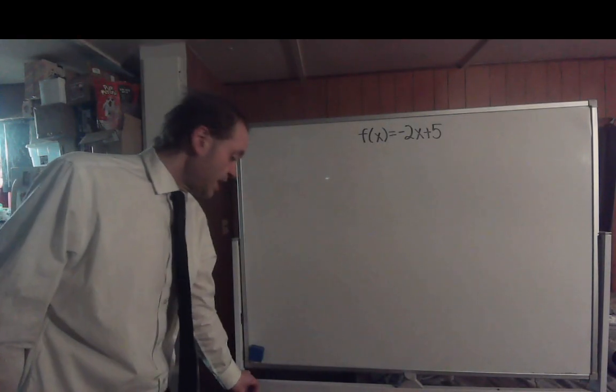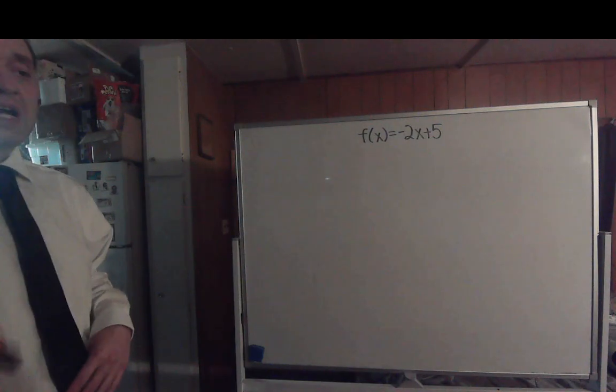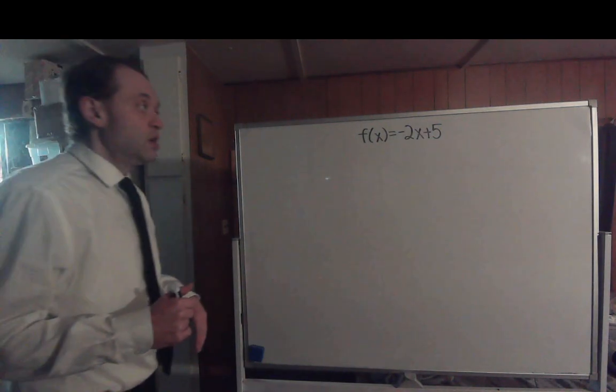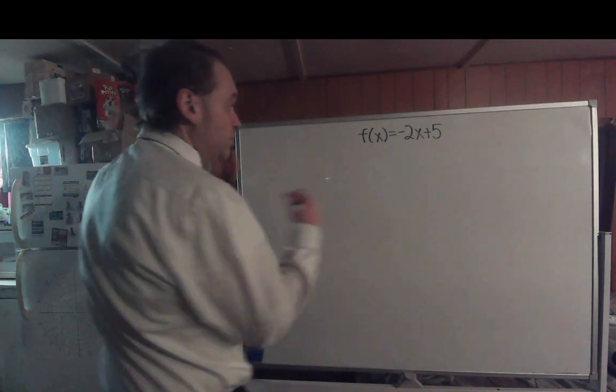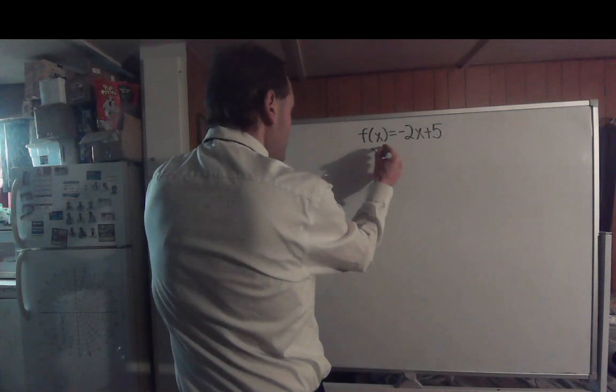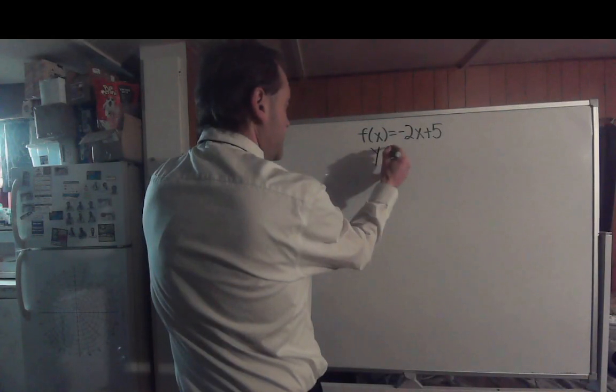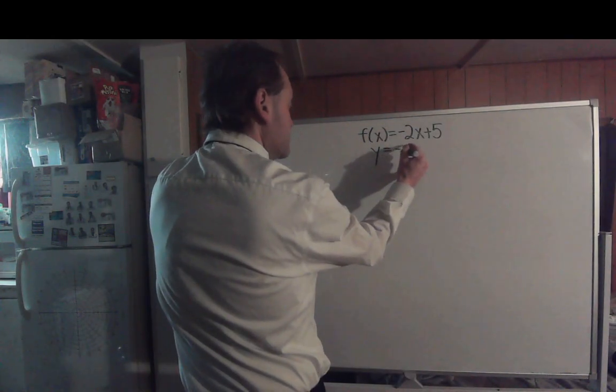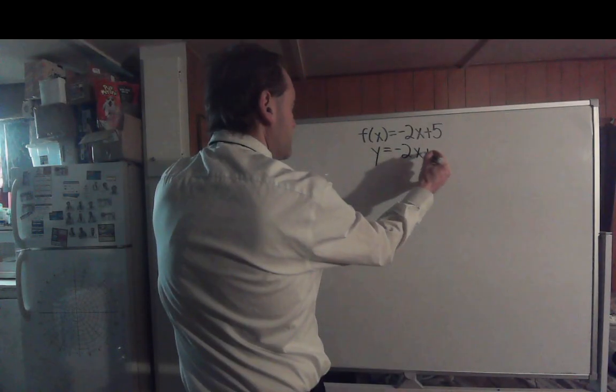So how would you proceed to find the inverse function? Well, convert that f of x into y. If you convert f of x into y, you would get y equals negative 2x plus 5.